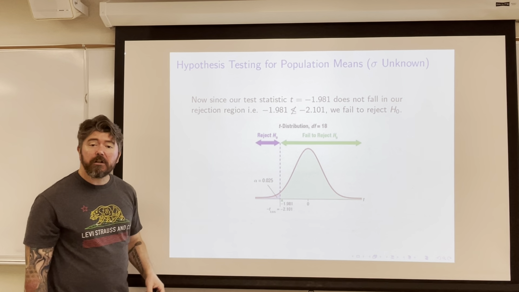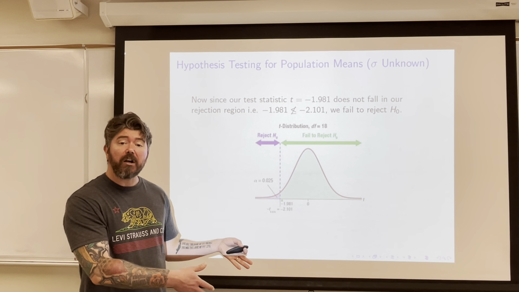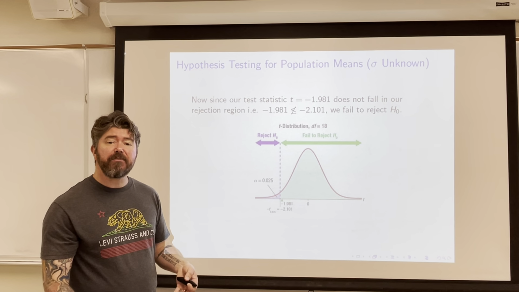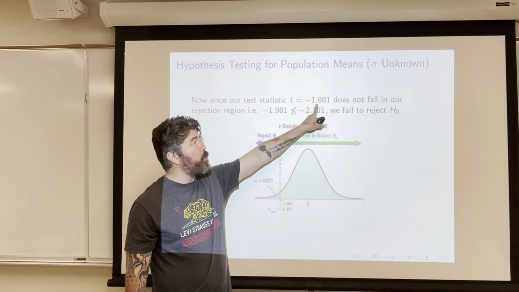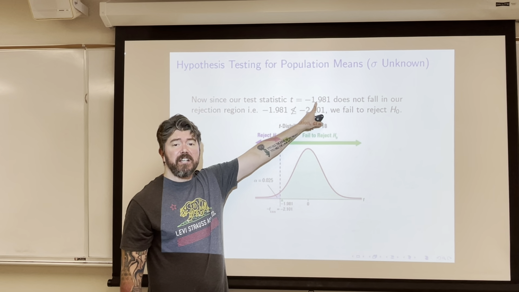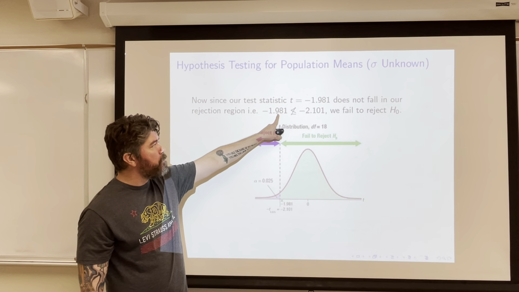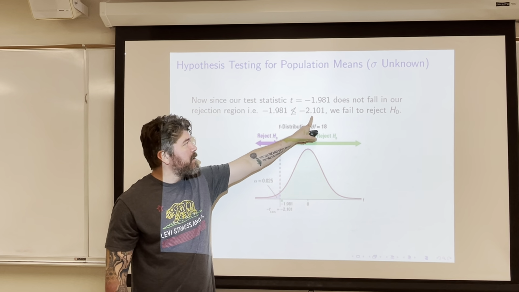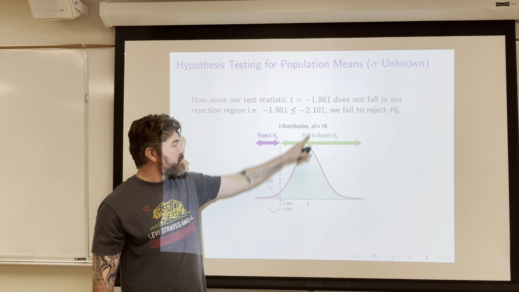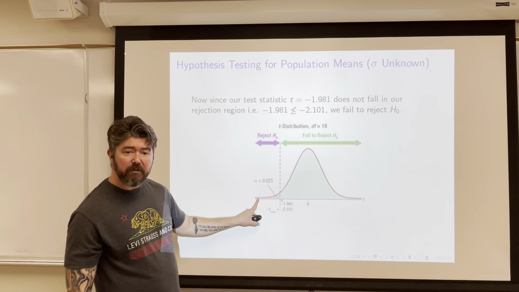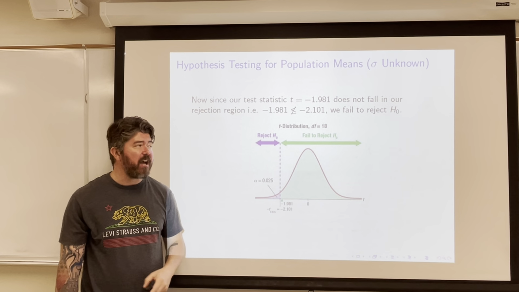So now we conclude, this is our step 4. So we compare our step 2, our test statistic, and our step 3, our decision rule. Now our test statistic was negative 1.981. The question is, does this satisfy our decision rule? Notice that negative 1.981 is not less than or equal to negative 2.101. So we're not in this rejection region, this shaded region. So in this case, we fail to reject H naught.